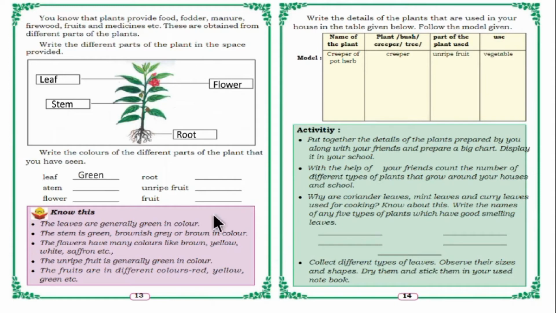So usually all the leaves are in green color. So I have written green. Stem, that also will be green. Flower, so flowers have so many colors, different types of colors we can see. So I wrote red color. Root, usually brown. Unripe fruit, green.